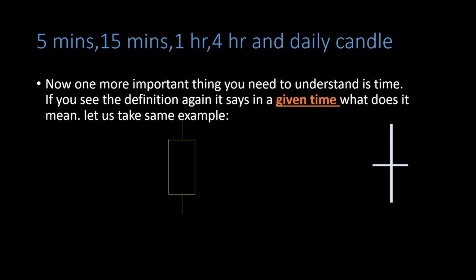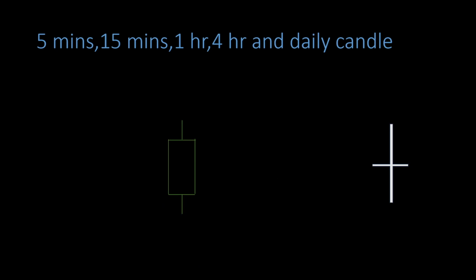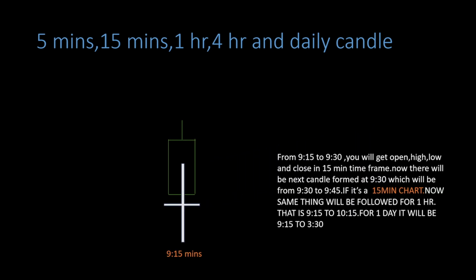One thing which we are forgetting is time. There are different types of charts: 5 minutes, 15 minutes, 1 hour, 4 hour, and 1 day, and so on. Let's look at 5 minutes. If you move your cursor on a candle, it will show you a time. Here you can see 9:15, and it's a 5 minutes chart that simply tells the high, low, open, and close from 9:15 to 9:20, as it is a 5 minutes chart. If it's a 15 minutes chart and it's showing 9:15, then it is the open, high, low, and close from 9:15 to 9:30.